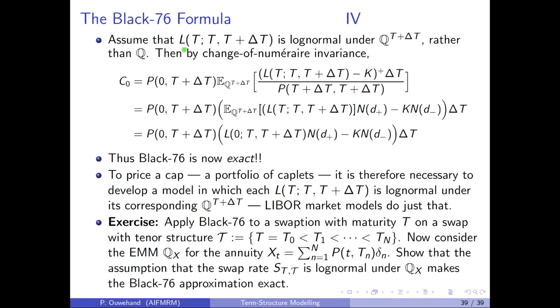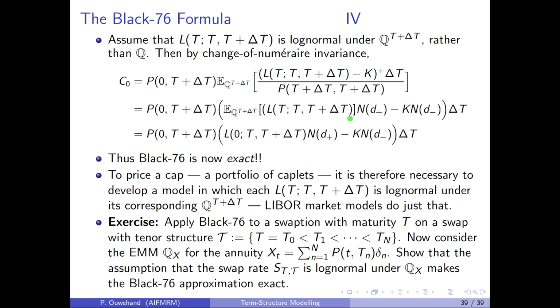Now let's assume that the LIBOR spot rate is log normal not under the risk neutral measure, but rather under the T plus delta T forward measure. Then by the change of numeraire invariant formula, we obtain the following value for the caplet. Here the denominator is equal to the value of the numeraire at time T plus delta T, which is equal to 1. The log normality assumption therefore yields the following value for the call, where here we have the expectation under the T plus delta T forward measure of the LIBOR spot rate.